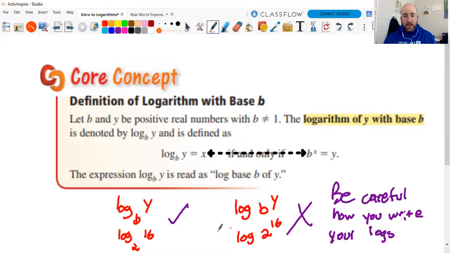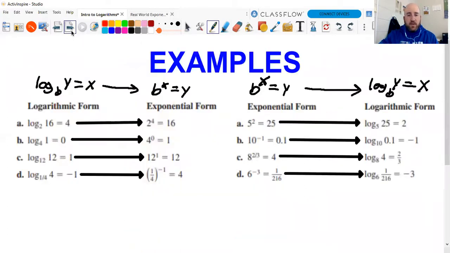Okay. If I asked you to evaluate this on a test, 4 would be an answer. And if you accidentally did it like that, 4.81 would probably be an answer. And if you chose 4.81, you'd be wrong. So be careful how you write your logs. All right, another page of examples here. So we're just converting back and forth between log form and exponential form. Again, I'll pause for about 10 seconds of real time, and then I will explain these.